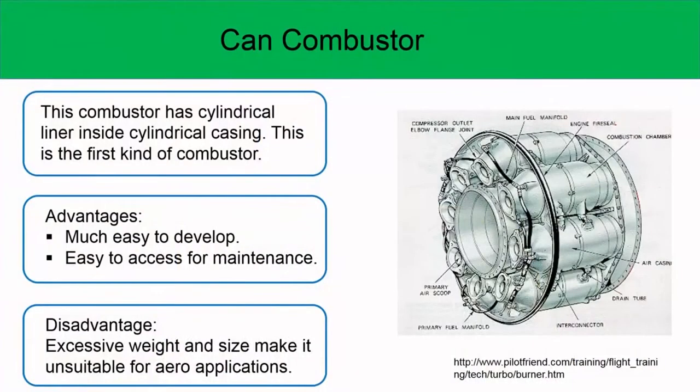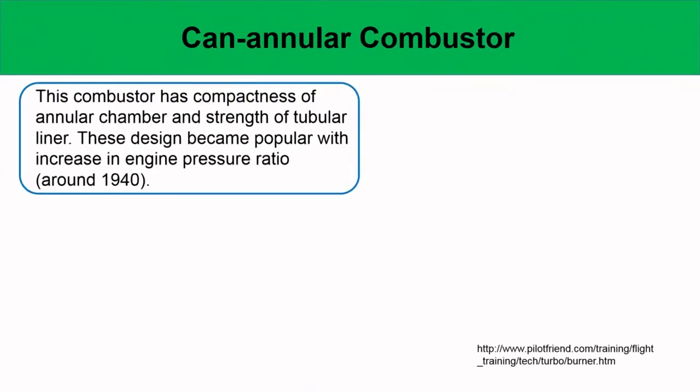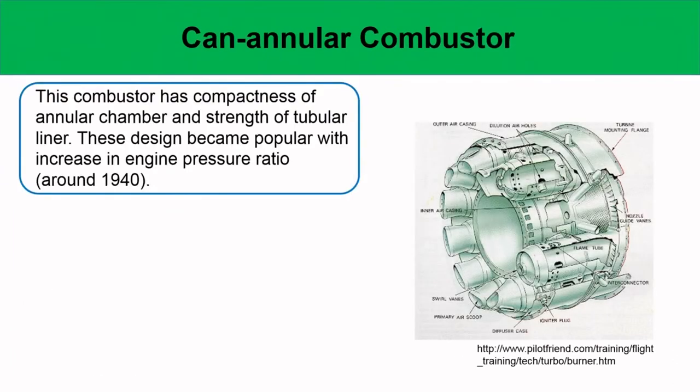But of course, as you see, the metal that goes into the individual cans adds excessive weight and size that makes it unsuitable for aero applications. In anything related to aerospace applications, weight is a very important factor. So, you want to have minimal weight for the engine. Okay. Now, the second type is the can annular combustor.